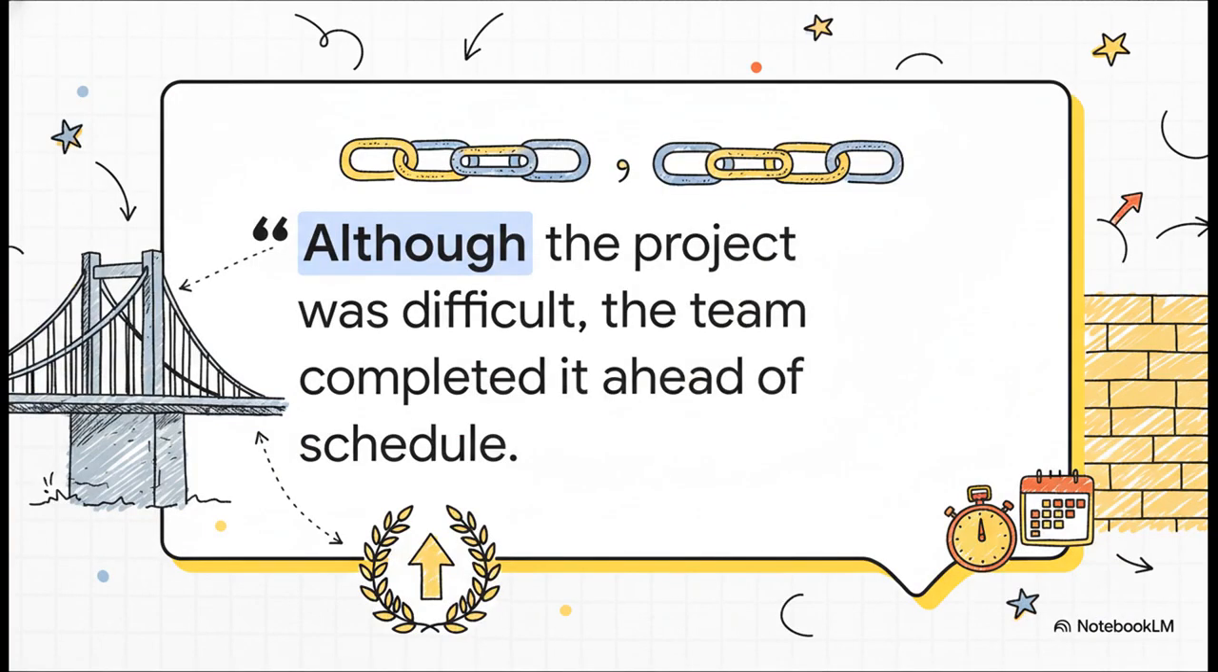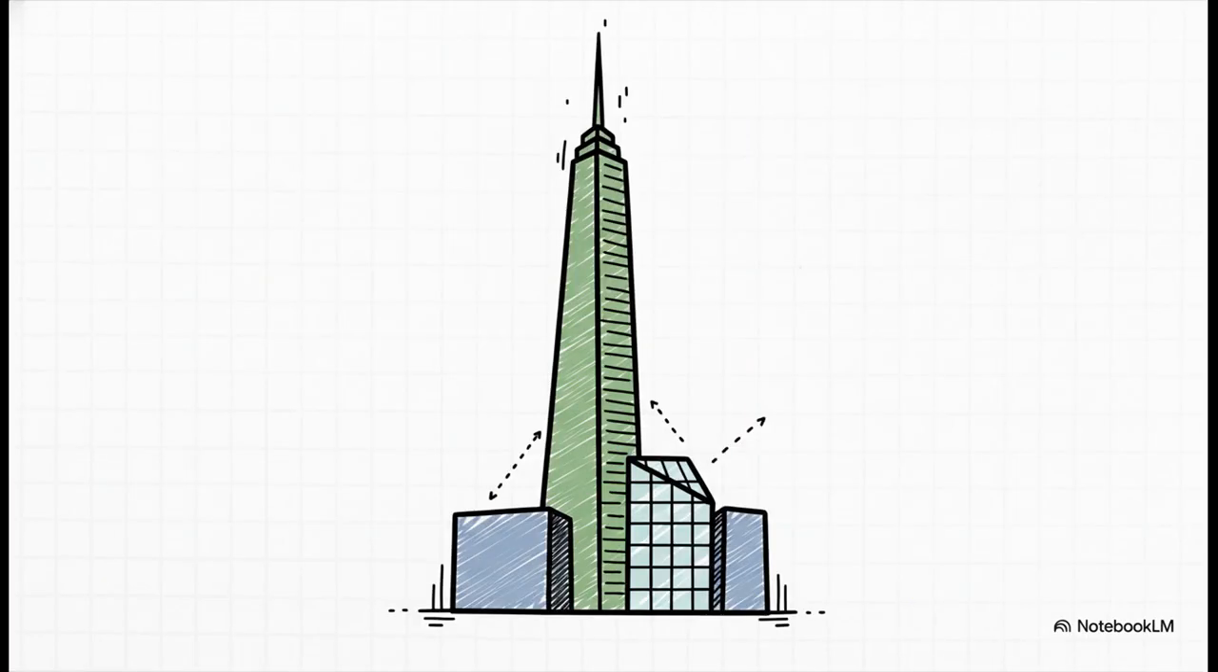Take a look at this in practice. Although the project was difficult, there's our dependent clause, and it's setting up a really interesting contrast. Then it connects seamlessly to the main foundation. The team completed it ahead of schedule. In one single, elegant sentence, you've shown this complex relationship between a challenge and a success. That's powerful. And once you've mastered those two basic structures, well, that's when you can start building skyscrapers.